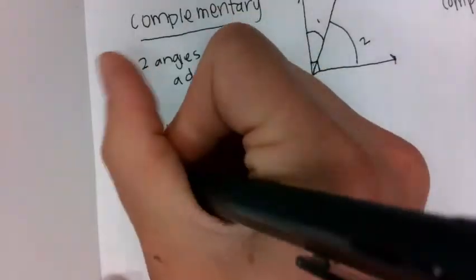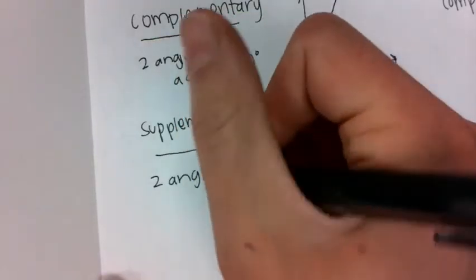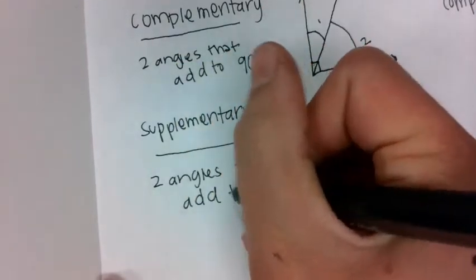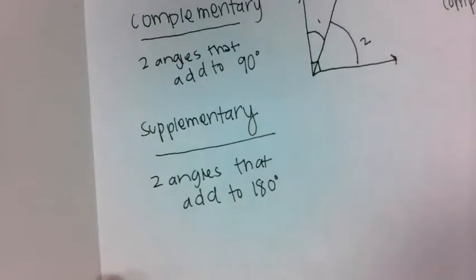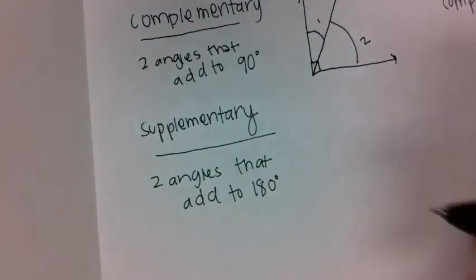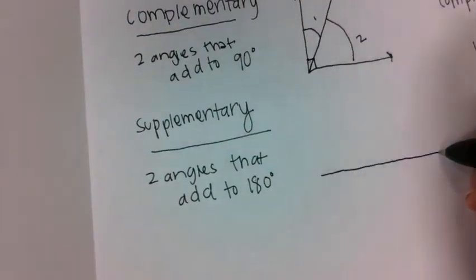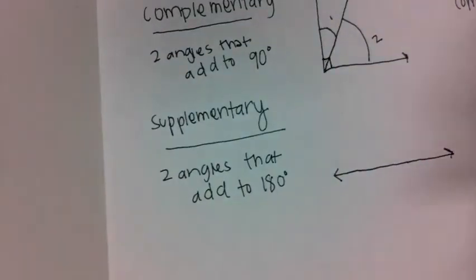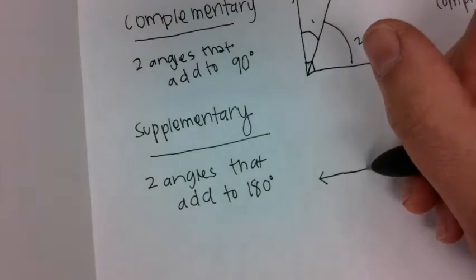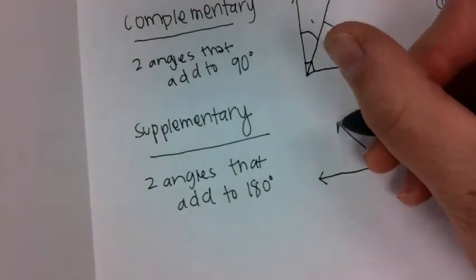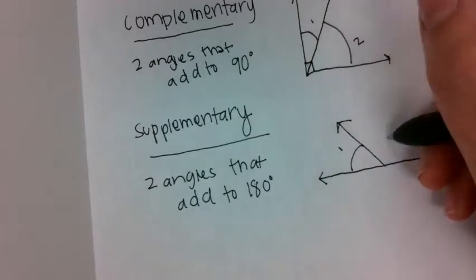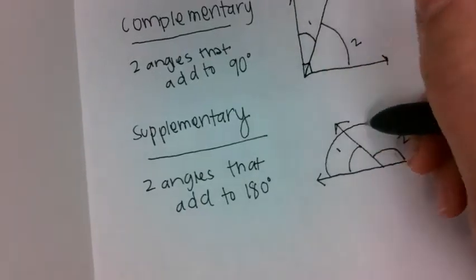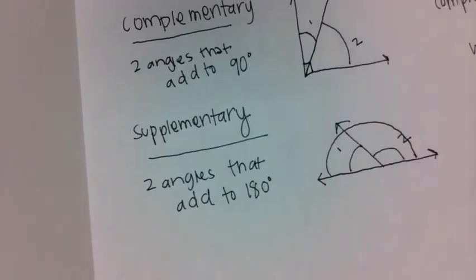Supplementary, two angles that add to 180 degrees. So what does 180 degrees look like as a picture? Remember, 180 is a straight angle or a straight line. Now, if it's two angles that make up a straight line, then I'm going to have, for example, angle 1 and angle 2 that go all the way from one edge of the line to the other.